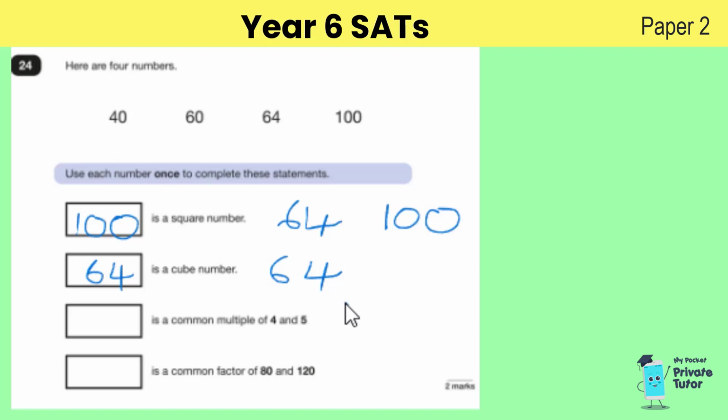Is a common multiple of 4 and 5. Well, both 40 and 60 are multiples of 4 and 5. They're both in the 4 and 5 times table. Is a common factor of 80 and 120. Well, 60 is not a factor of 80, but 40 is a common factor of both. So that helps us to eliminate it. We have 60 and we have 40.